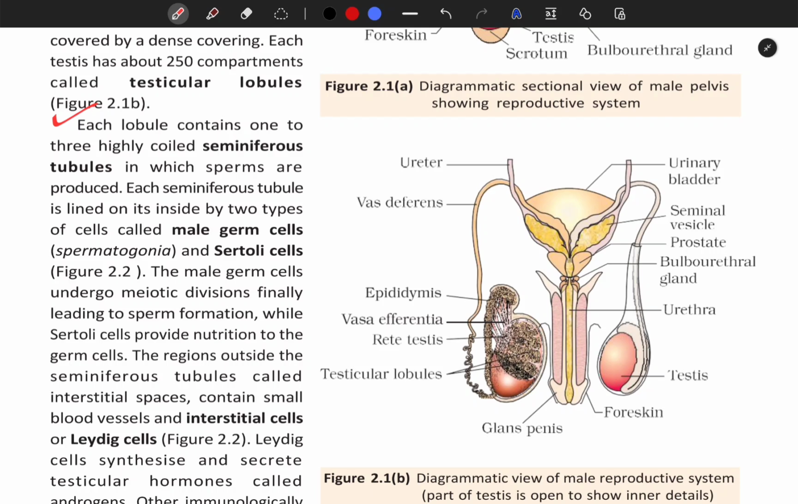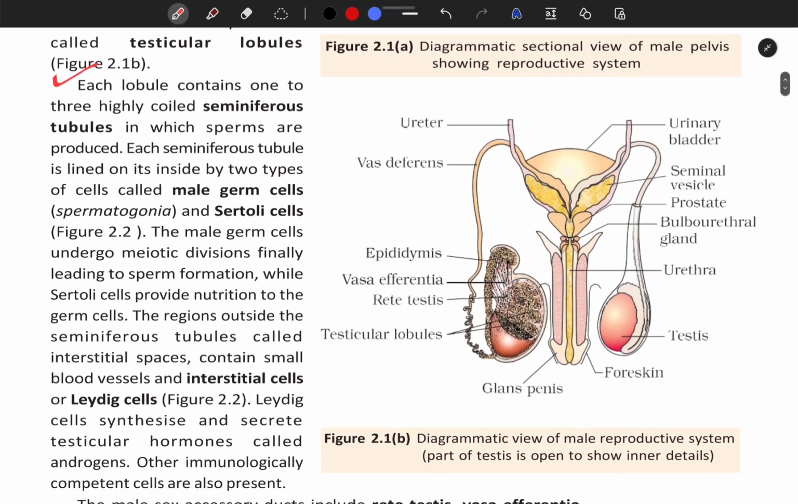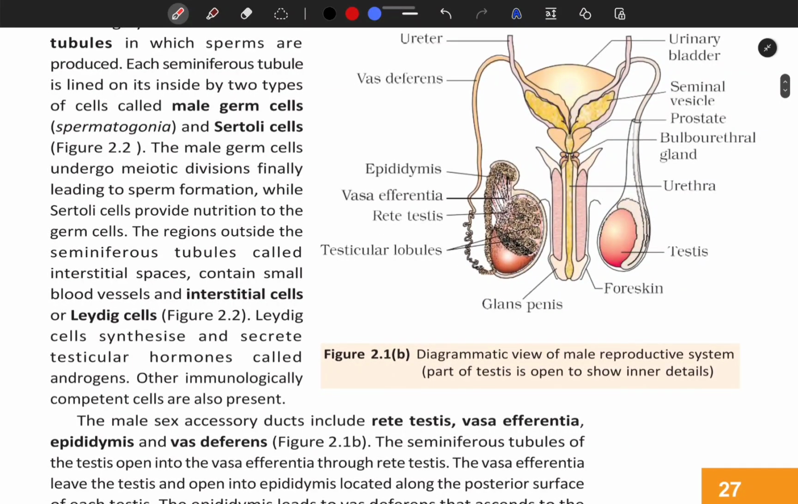Each seminiferous tubule is lined on its inside by two types of cells called male germ cells, that is spermatogonia, and Sertoli cells. The male germ cells undergo meiotic divisions finally leading to sperm formation. While Sertoli cells provide nutrition to the germ cells, the regions outside the seminiferous tubules called interstitial spaces contain small blood vessels and interstitial cells or Leydig cells. Leydig cells synthesize and secrete testicular hormones called androgens. Other immunologically competent cells are also present.